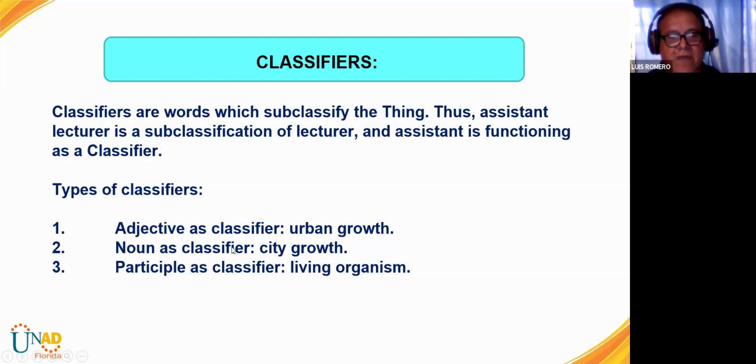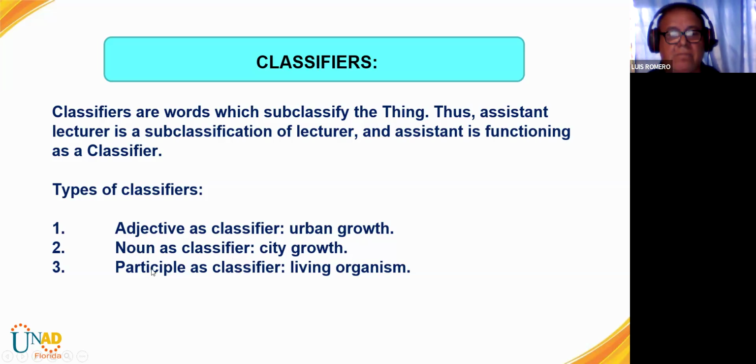Noun as a classifier. City growth. Here, as you can see, you have a noun which is describing another noun. It doesn't happen in Spanish, for example, and it doesn't happen in French either. But it happens in English, and you have a noun that describes another noun.